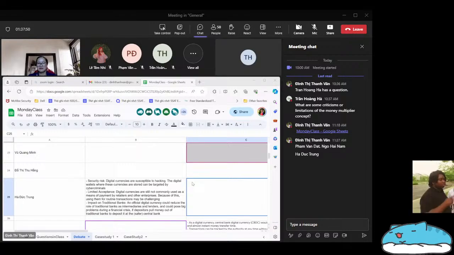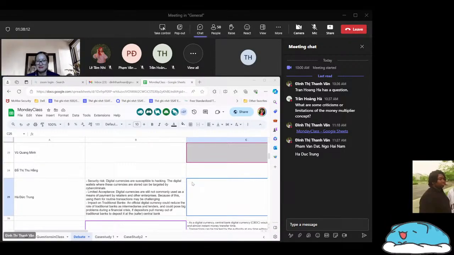The second is limited acceptance. We are using physical money and we are too familiar with it. Digital currency is still not commonly used as a means of payment by retailers and other enterprises. Because of this, using them for routine transactions may be challenging.